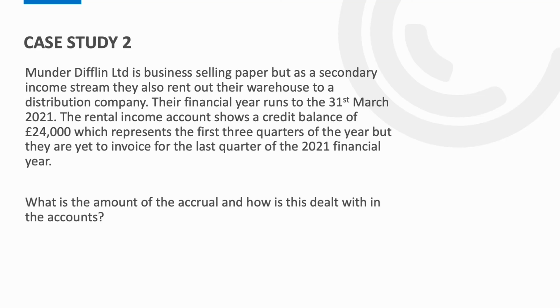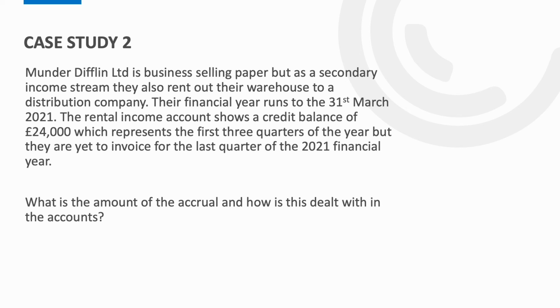Munda Difflin is a business selling paper, but as a secondary income stream, they also rent out their warehouse to a distribution company. Their financial year runs to the 31st of March 2021. The rental income shows a credit balance of £24,000, which represents the first 3 quarters of the year. They are yet to invoice the last quarter of 2021. What is the amount of the accrual and how is this dealt with in the accounts?